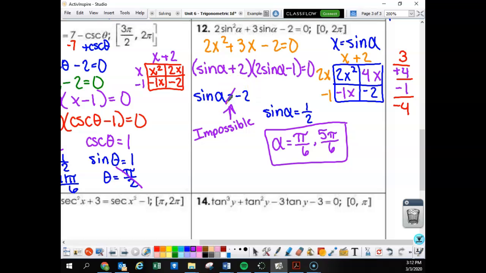But the next one I have is, if I set this equal to 0, it would be sine alpha equals +1/2. And that does happen at pi over 6 and 5 pi over 6. So that is possible. Okay.